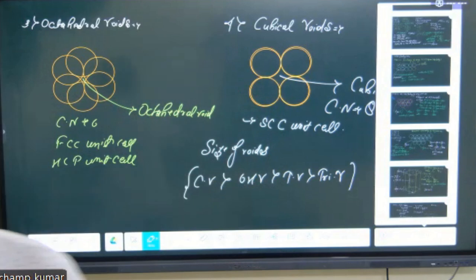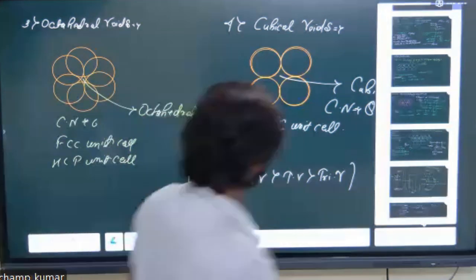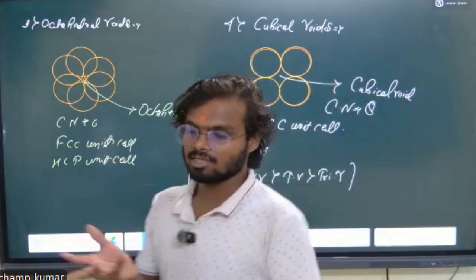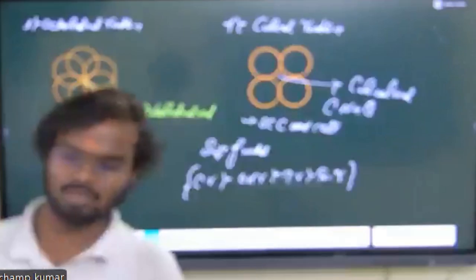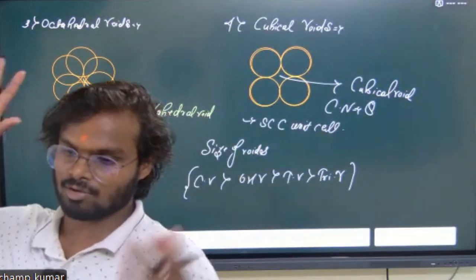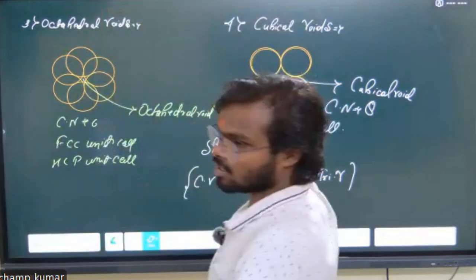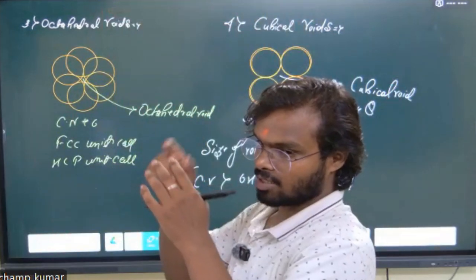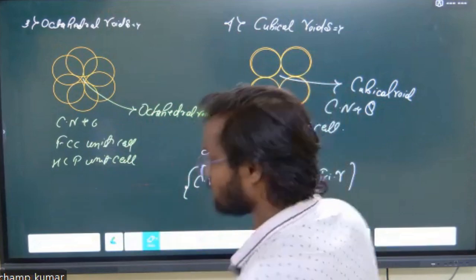Okay, one minute. There is some doubt. Explain cubical void again. It's a cubical void, like in a simple cubic unit cell. In a simple cubic unit cell, the atoms are placed at the corners. So if you take the corner atoms, suppose these four corner atoms and these four corner atoms, and join them, whatever gap you get, that is called a simple cubic.